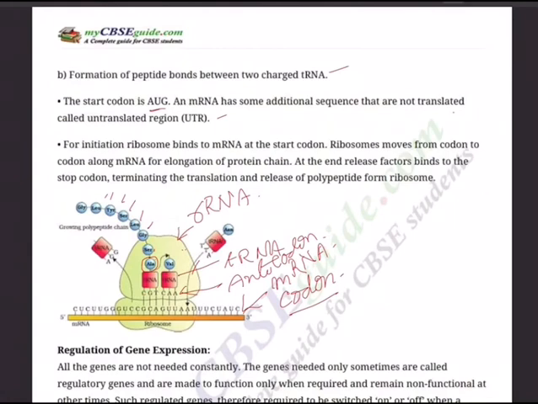So basically this is what happens. For this, the start codon must always be AUG, and some areas will be there which will not be translated, called UTR. For initiation, ribosome binds to mRNA at the start codon. So the ribosome, rRNA, is binding it. Ribosome moves from codon to codon along mRNA for elongation of the protein chain. At the end, release factors bind to the stop codon, terminating the translation and releasing the polypeptide from the ribosome.